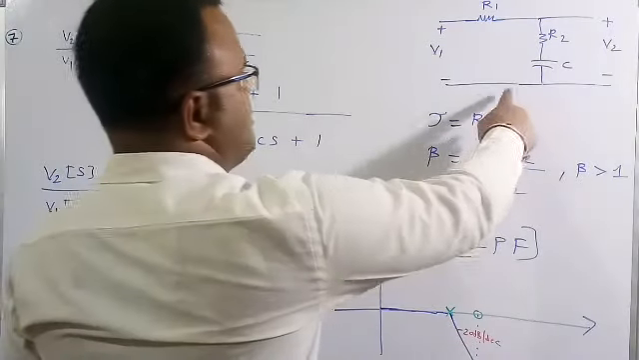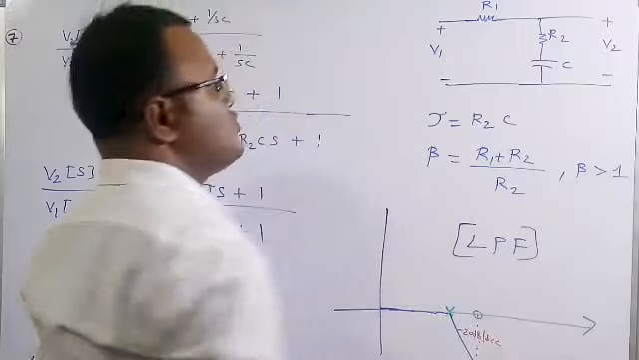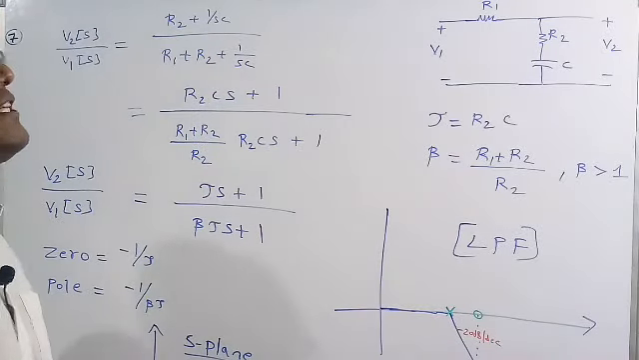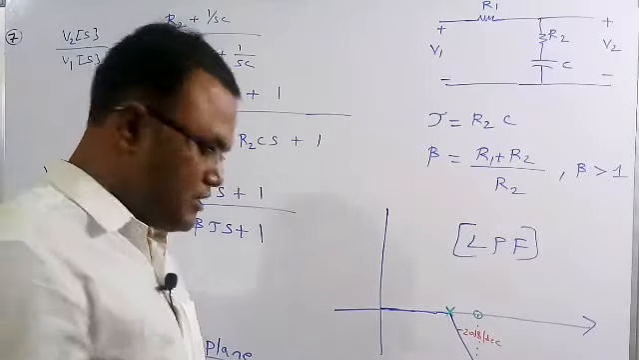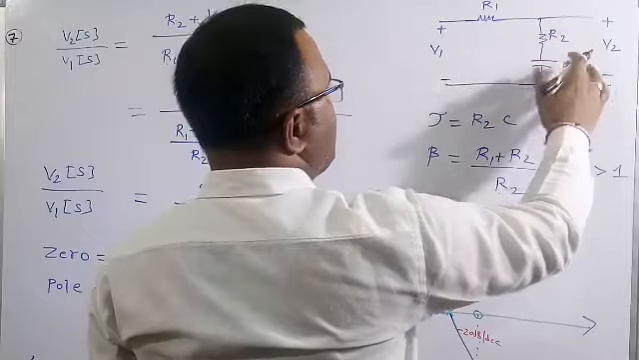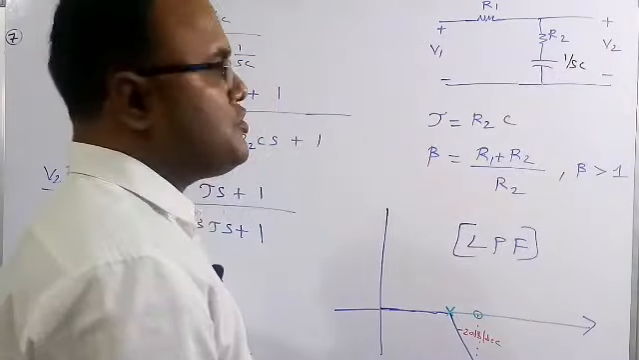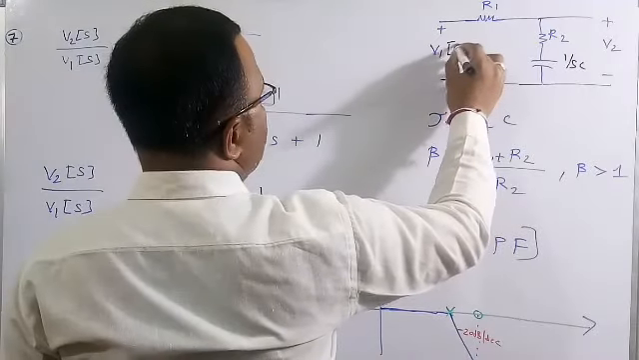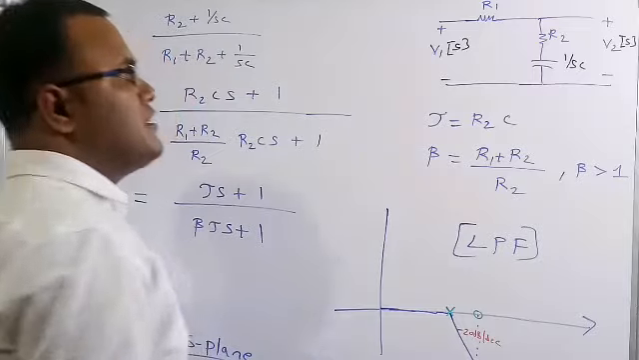So this is the network which is given in the question. R1, R2, C and V1 and V2. So we need to find what type of network this is. I am going to transform this network into the Laplace domain. So R in the Laplace domain will be the same, but in place of C we need to keep 1 by SC because we are dealing with the Laplace domain. So here it will become V1 of S and similarly here V2 of S. Now we are going to solve this network in the Laplace domain.